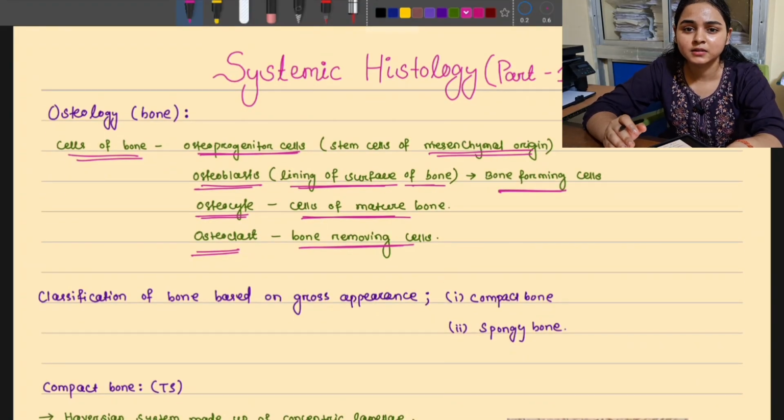It is generally asked in the histology viva कि bone में क्या क्या cell होते हैं. So these are the 4 types of cells in bone.